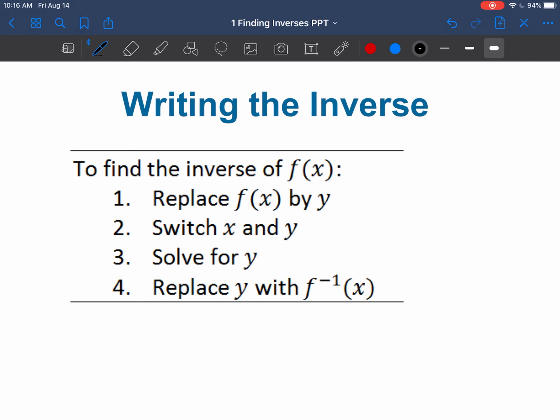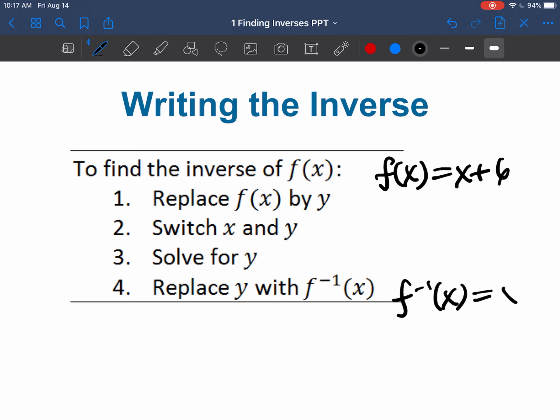And so algebraically, if we're given a function like x plus 6, we can find what the inverse function is. So if we had x plus 6, the inverse function is x minus 6. In this case, it's really obvious what the inverse function would be, but that is not going to be the case later in this course. And so we have a process for finding it.